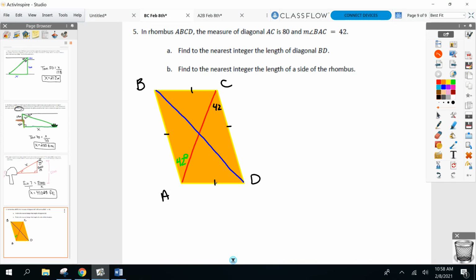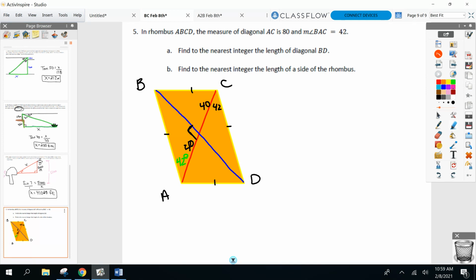Properties of a rhombus and their diagonals. They bisect each other. Okay, so wait a second. AC was 80. If they bisect each other, this is going to be 40 and 40, right? We're getting there. I see 40. I see a 42 degree angle. There's one big property we're missing. Hannah? In a rhombus, the diagonals are perpendicular. That is the key that's going to combine all of this together. Yes, so you have a right angle here and on the other three angles as well.